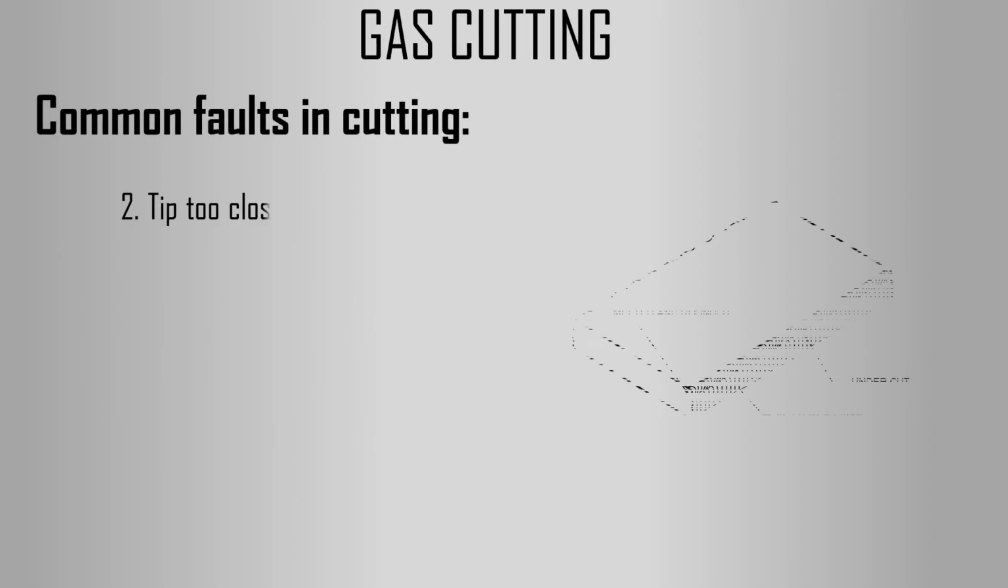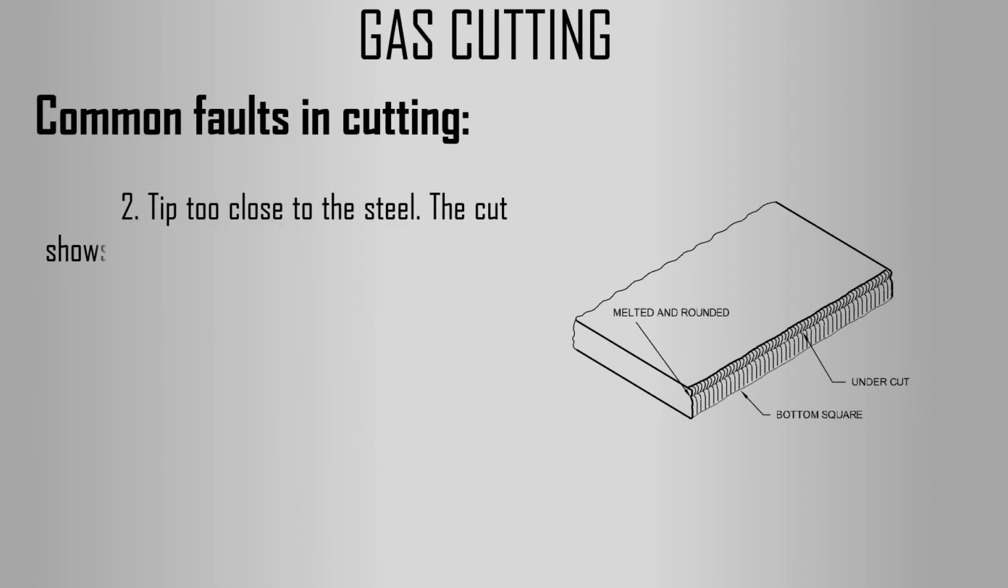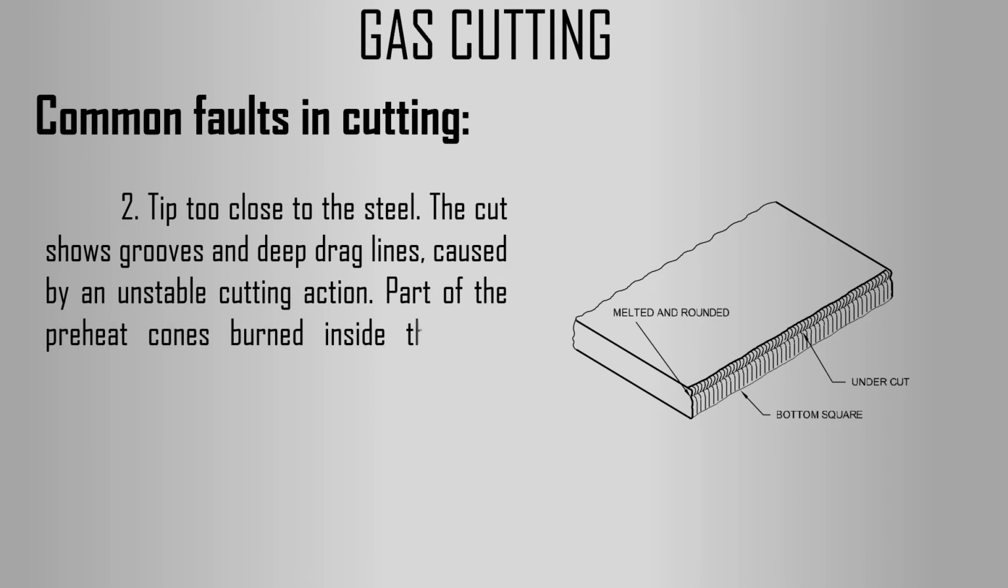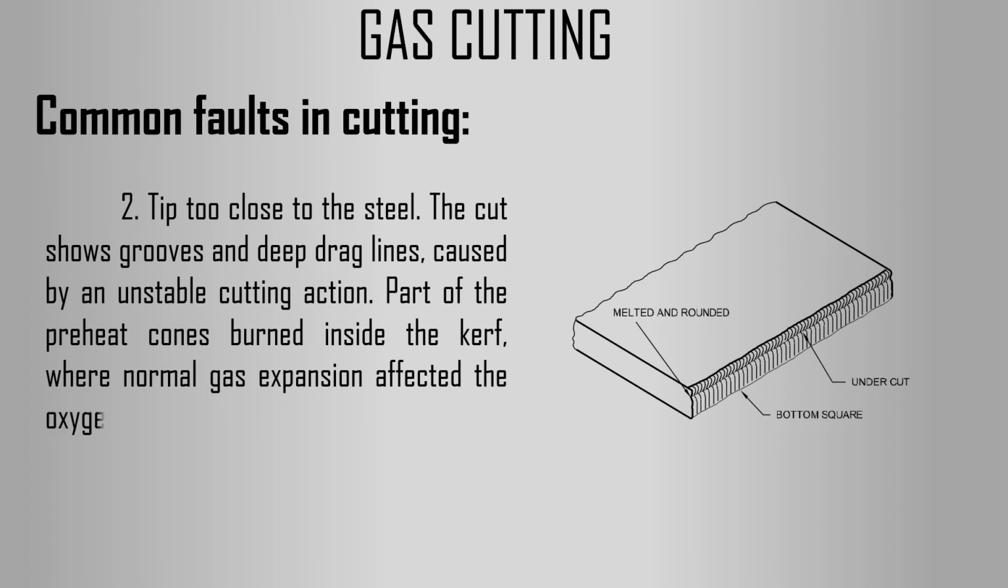Second fault is tip too close to the steel. The cut shows grooves and deep drag lines caused by an unstable cutting action. Part of the preheat cones burned inside the curve, where normal gas expansion affected the oxygen cutting stream.